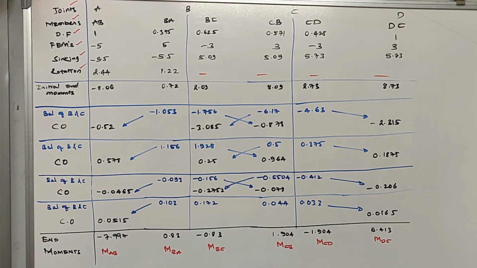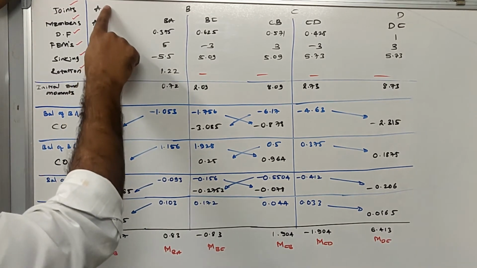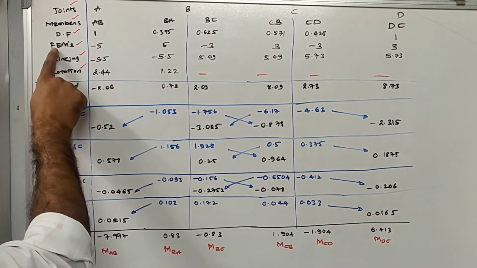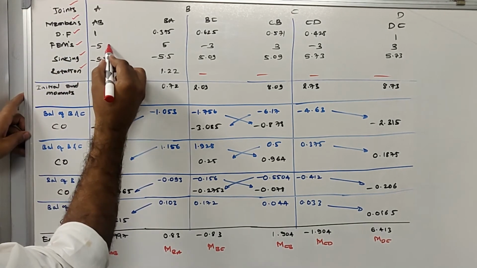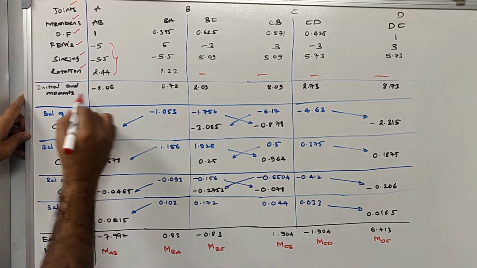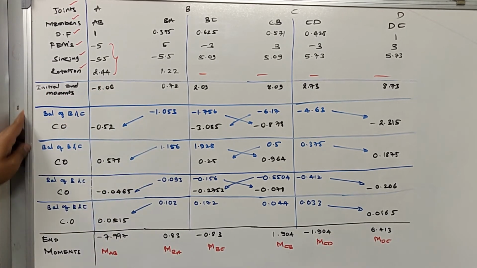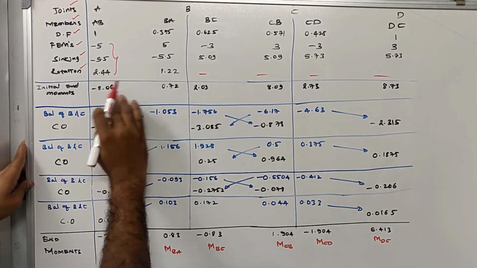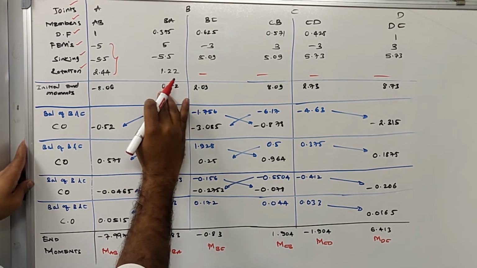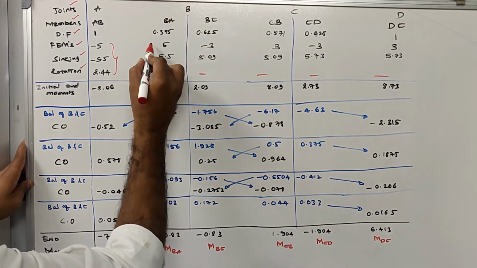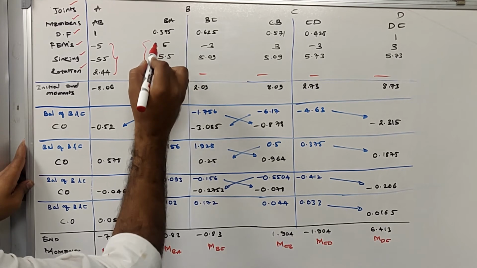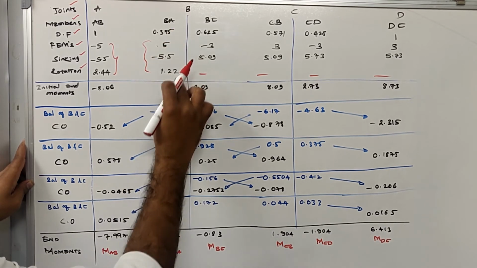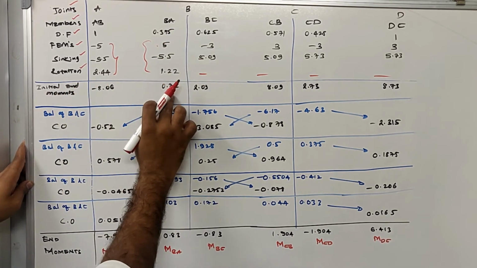Now let us go to member AB. This is your member AB. We have the fixed end moment, the moment due to sinking, and the moment due to rotation. We need to take the sum of these and write it in the row called initial end moments. Okay, next is the value for MBA. For MBA we have the rotation moment, the moment due to sinking, and the moment due to fixed end. We need to sum all these values and write them in the initial end moments for BA.